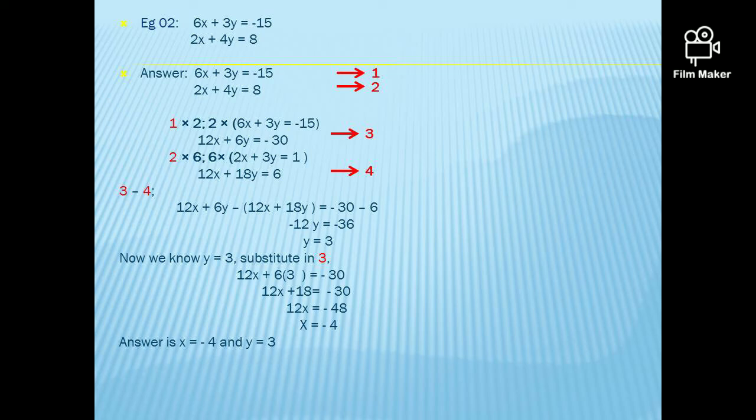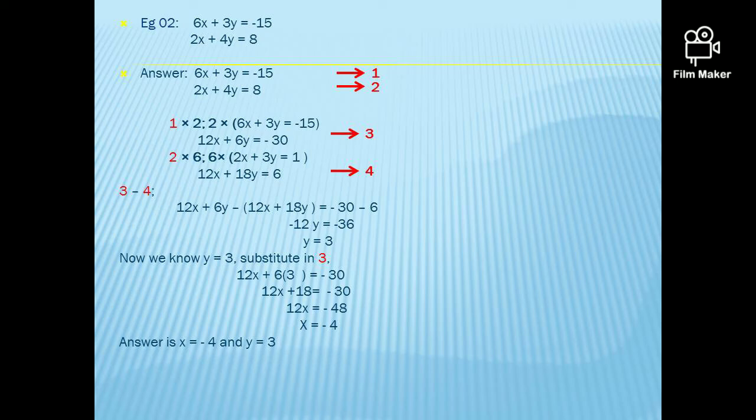Now, the second equation should be multiplied by the coefficient of x in the first equation. What is the second equation? 2x plus 4y equals 8. What is the coefficient of x in the first equation? The number in front of x in the first equation is 6. Then multiply by 6. There you obtain the answer 12x plus 18y equals 6. That is the fourth equation.